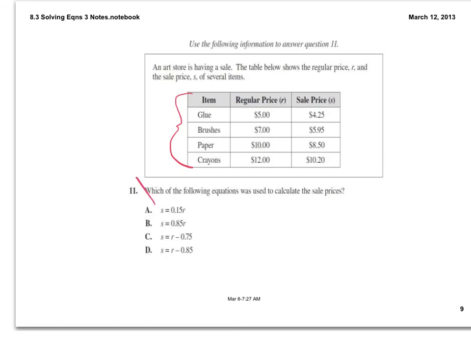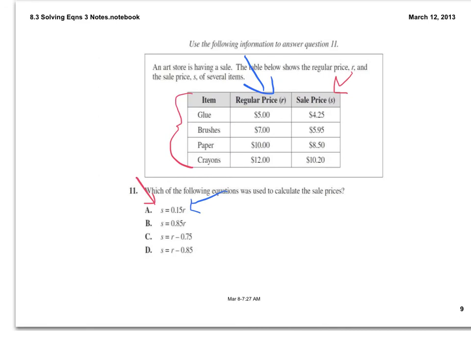You'll see S on the left hand side, which is sale price, and R on the right, which is the regular price. The fastest and easiest way is to look at each formula, put numbers in for R, and make sure they equal the sale price. To make sure you have the right answer, make sure you find at least 2 that are correct, whether it's glue and brushes or paper and crayons or some combination.